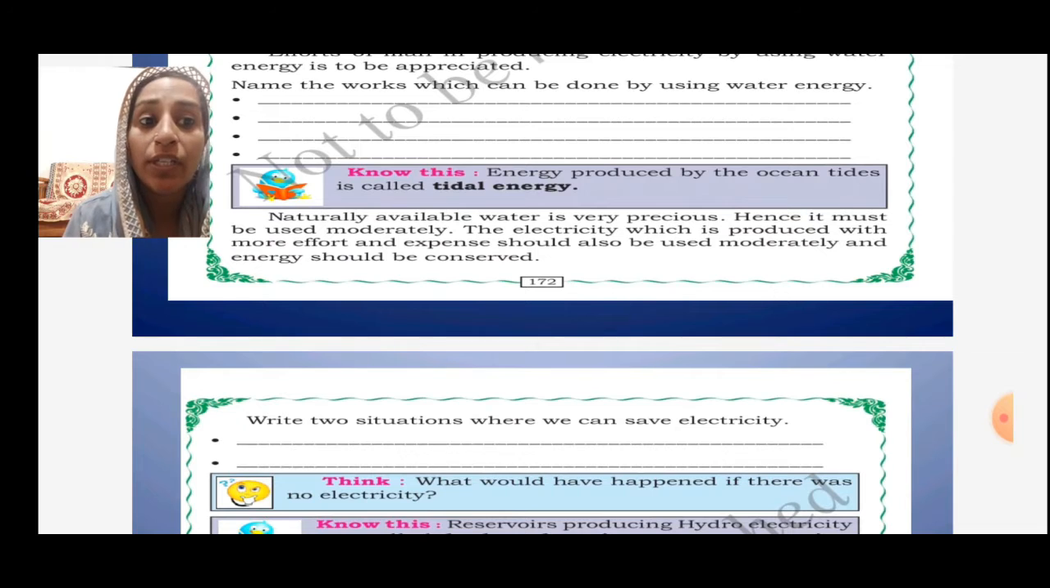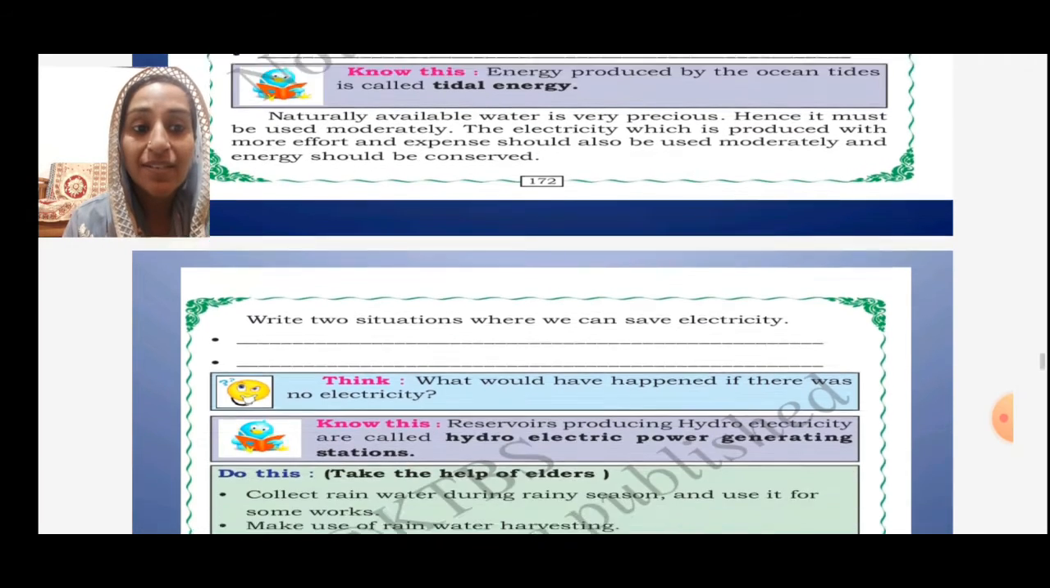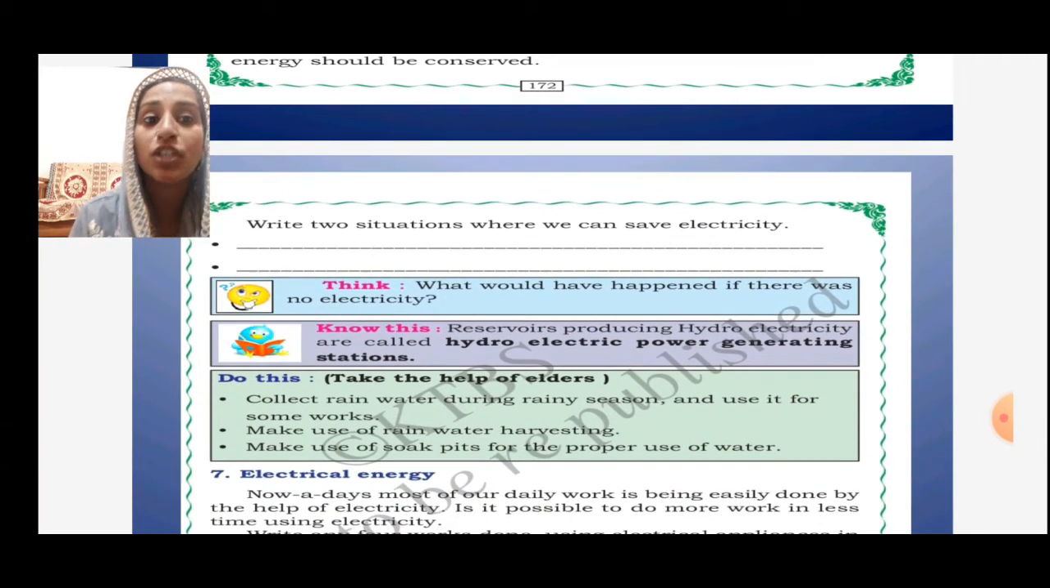Naturally available water is very precious. Hence, it must be used moderately. The electricity which is produced with more effort and expense should also be used moderately, and energy should be conserved. Write two situations where you can save electricity. One I will tell you: whenever you go out of your house, you have to switch off the fan and light so that you can save electricity. Another, you have to think and write.